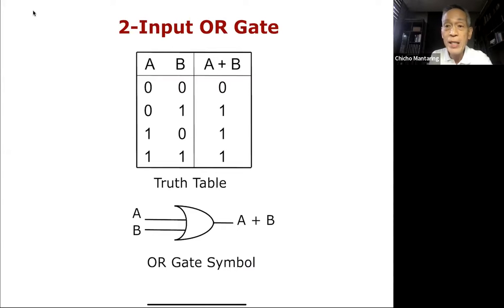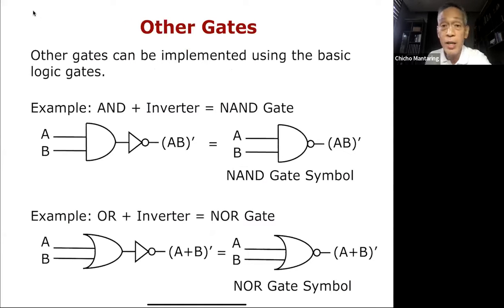So those are your 3 basic gates: the NOT, the AND, and the OR. And using those 3 basic gates, you can implement any logic function. But I will present some additional important gates. Basically, other gates can be implemented using the basic logic gates.